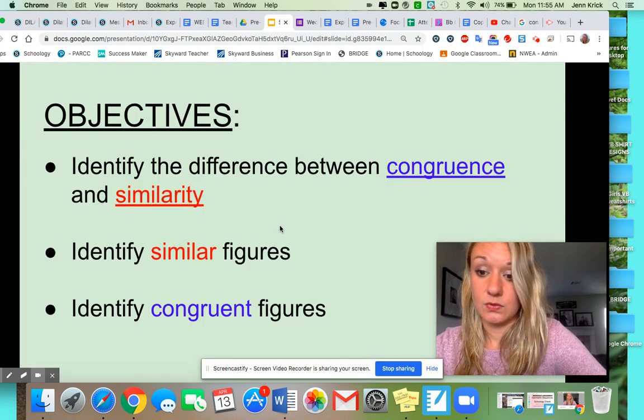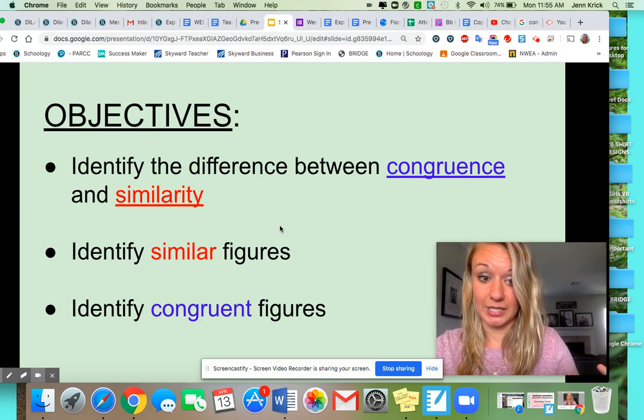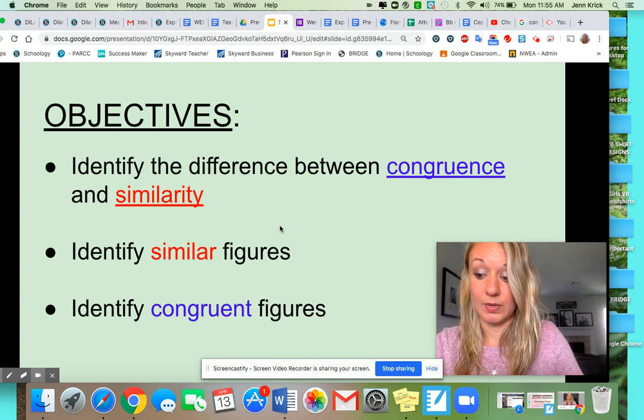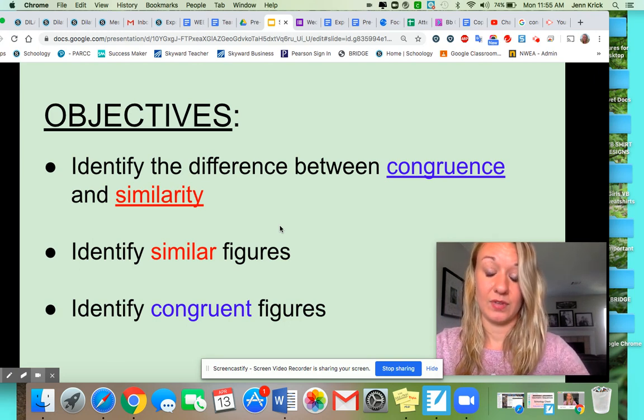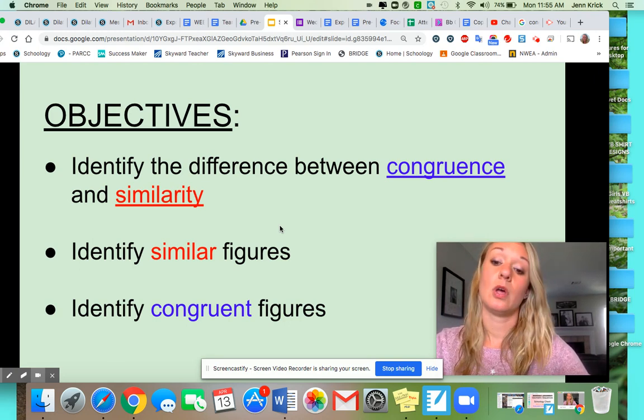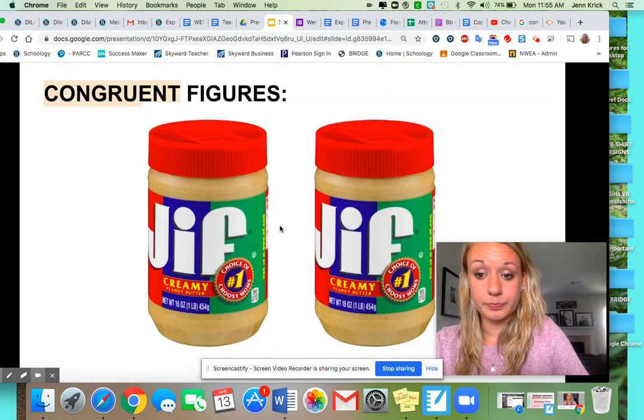So, your objectives for today: number one, you want to identify the difference between congruence and similarity. Number two, you want to be able to identify figures that are similar. And then number three, you want to be able to identify figures that are congruent. So, let's kind of start with an introduction.